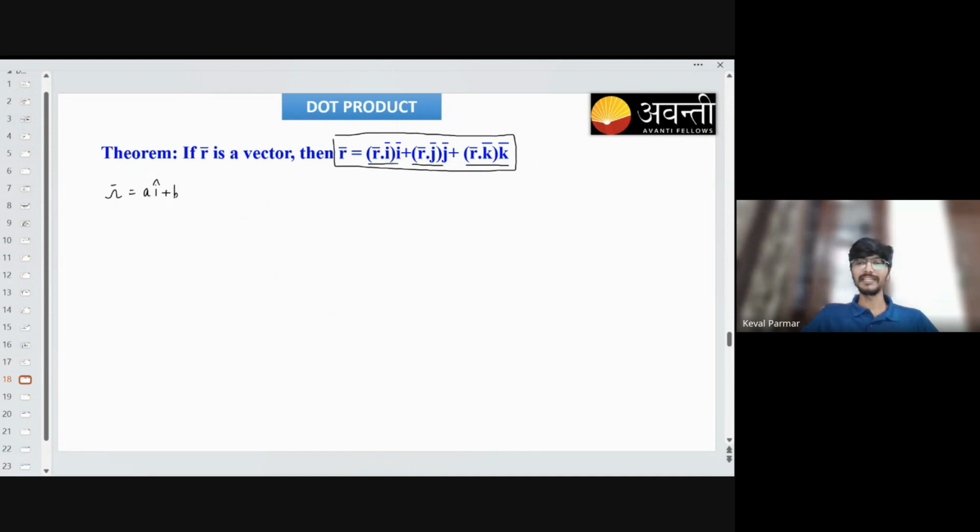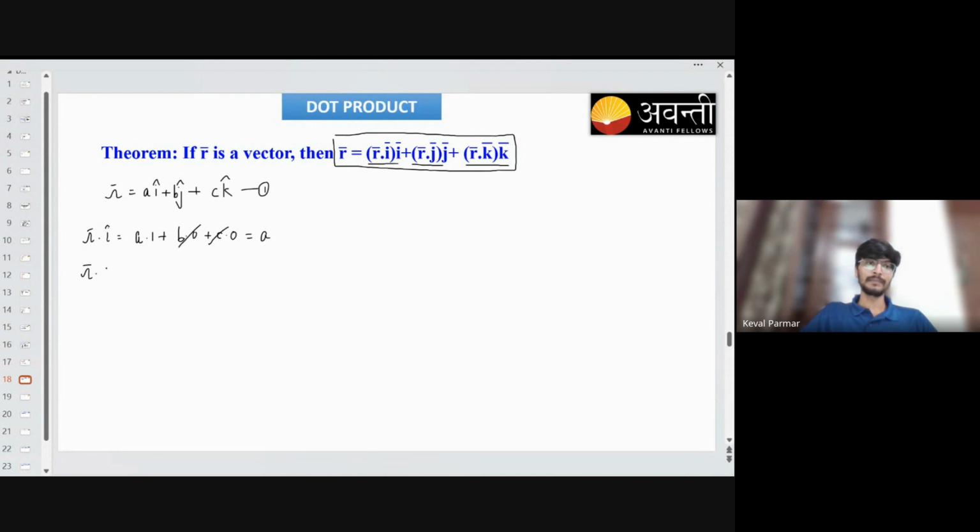Let us calculate R bar dot I cap. How can we calculate? Multiply the coefficients. I cap has only one coefficient, 1. I cap does not have J cap and K cap, which means the coefficients of J cap and K cap are 0. So this will be A into 1 plus B into 0 plus C into 0. Why 0 again? Because J cap and K cap are not here. This will be 0, this will be 0, and this equals A.